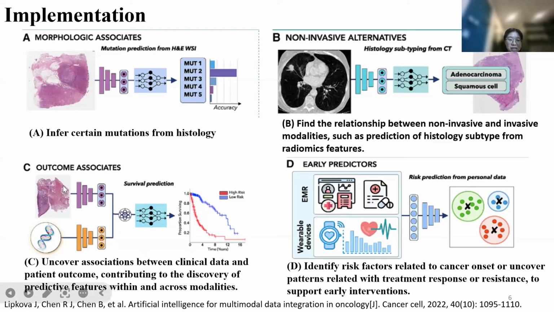In graph C, we could uncover associations between clinical data and patient outcome. So what does it mean?